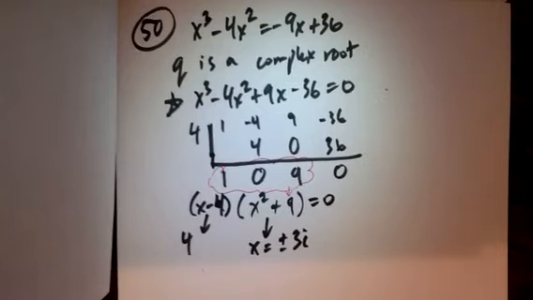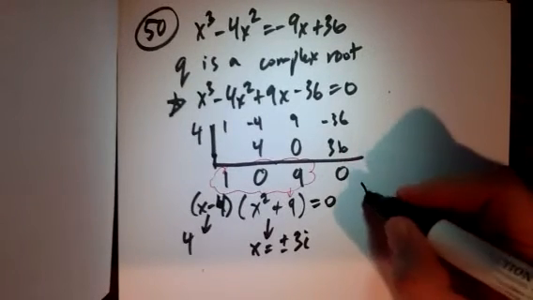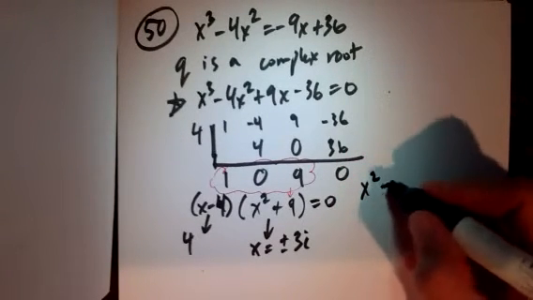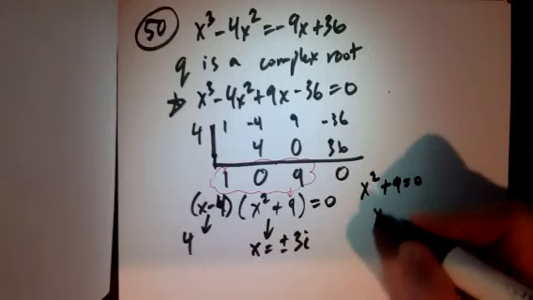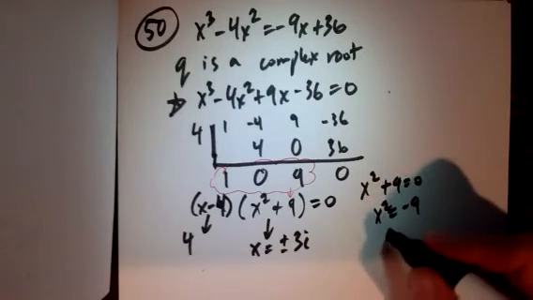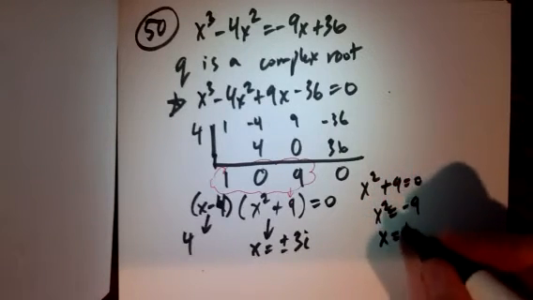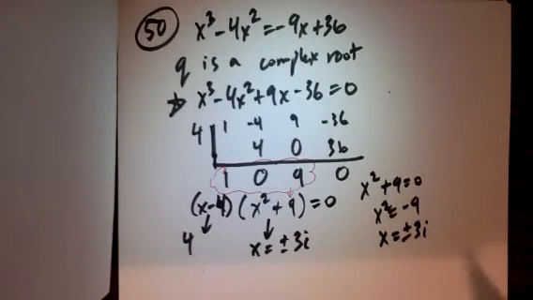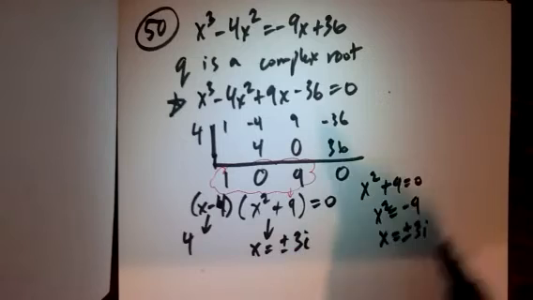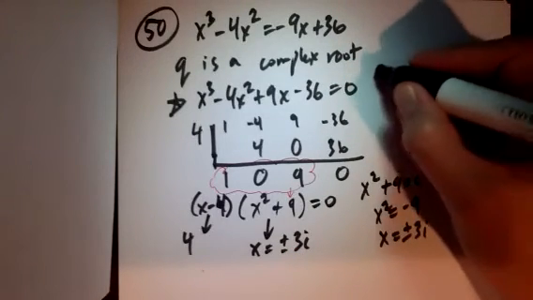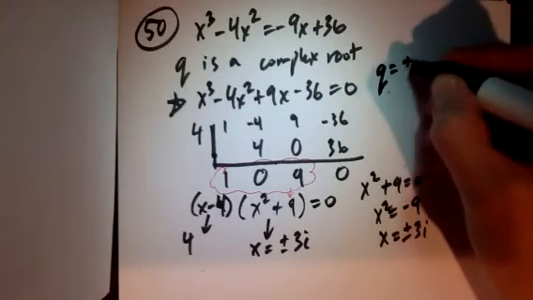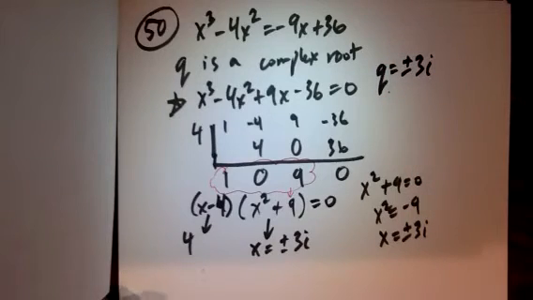So you could set it equal to 0 if you want to check it that way. x squared plus 9 equals 0. x squared equals negative 9. Taking the square root of both sides, you have plus or minus 3i. So that is over here. So q is a complex root. So q could be plus or minus 3i. We don't really know which one it is.